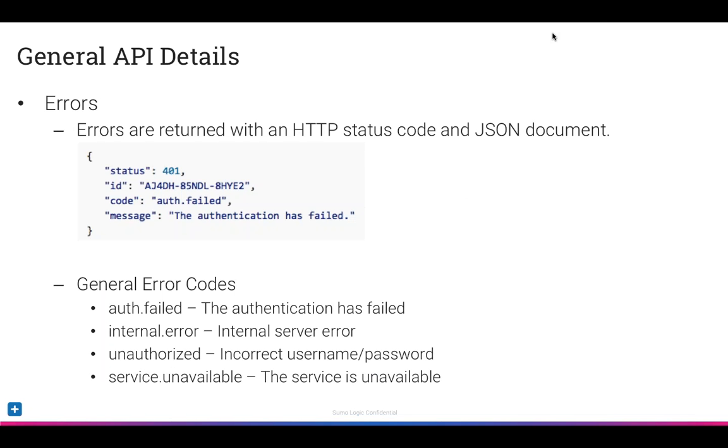Let's talk about some errors. If you have an error, your errors are returned with an HTTP status code and a JSON document. The JSON document is going to contain more information about what went wrong in that request. The general error codes that you'll see are auth.failed, which means your authentication has failed. Internal error, so there was some kind of internal server error. Unauthorized means there was an incorrect username or password. And service unavailable means the service is unavailable at the moment.